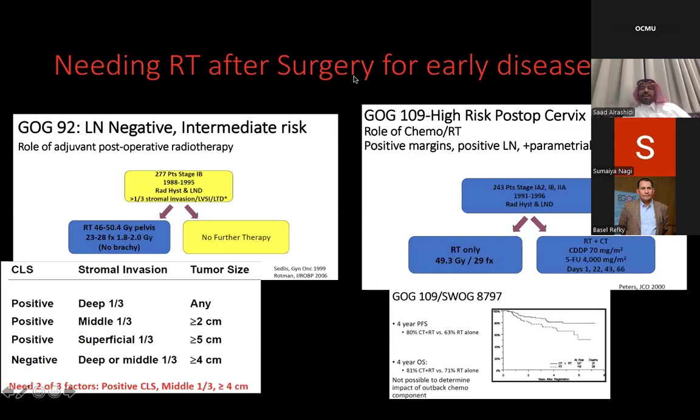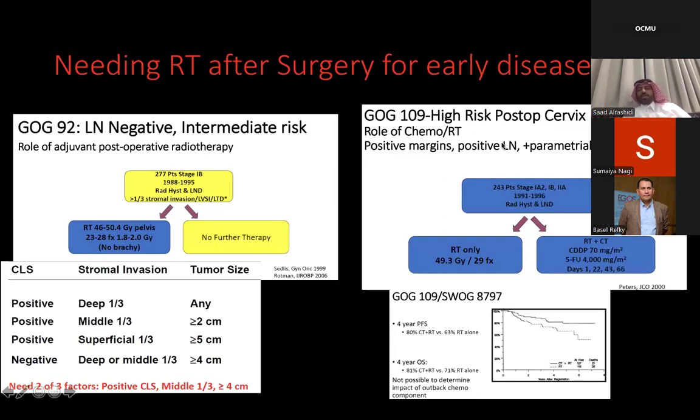Needing radiation after surgery for early disease, this is the trial that you will be referring to. And these are the criteria. I'm not only putting the trial, but when you're on tumor board you may encounter such a patient. So lymph node negative, but there is intermediate risk disease if there is deep invasion, and especially more than 4 cm disease. That increases your chance of metastasis to the lymph node, and you need to address the pelvis. That's the rationale. You need to go after them, because surgery alone increases the local recurrence.